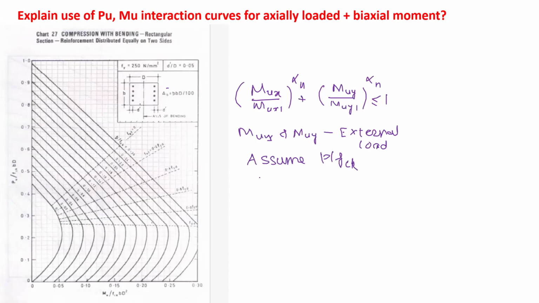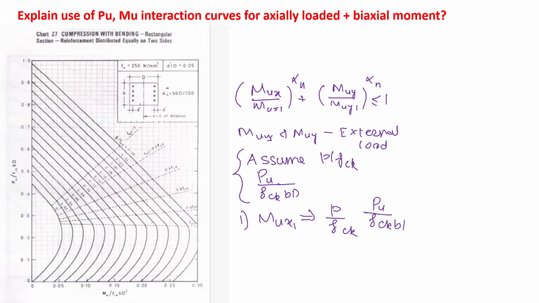And then we have Pu upon fck bD. So now these two values we have, and then we have to select the chart. Suppose we have to find first Mux1. Then we have P by fck and Pu upon fck bD. This is fixed for both.